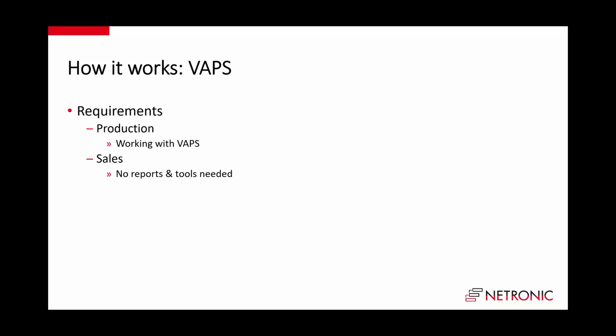I really recommend working with the VAPS, with the Visual Advanced Production Schedule, with our extension for finite capacity scheduling integrated into Business Central. Requirement is that production people work with VAPS, and for the sales, we have no additional requirements, so they can just work with sales orders and sales quotes as if they would work with them anyhow.